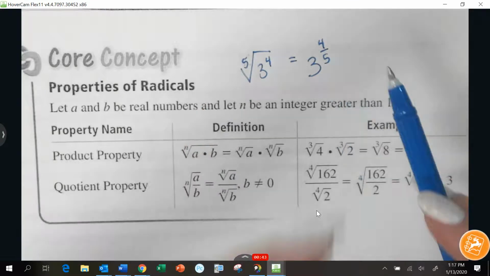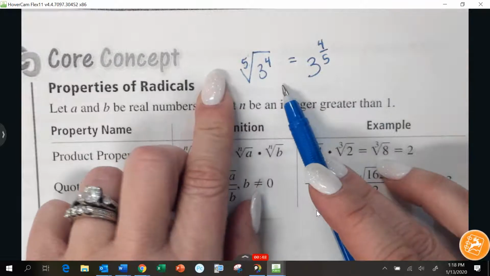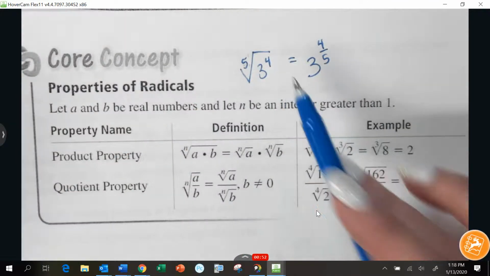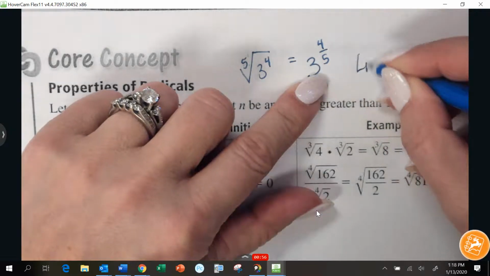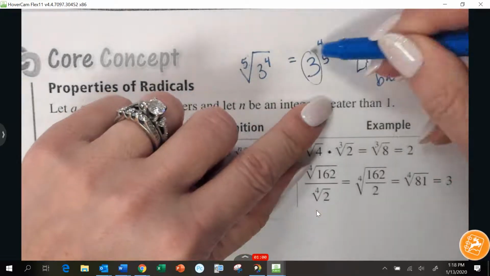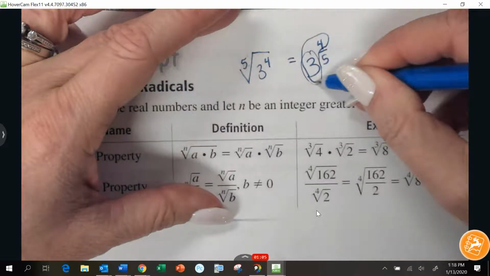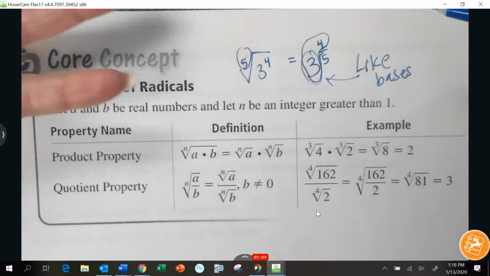So all the rules that we were talking about with exponents also apply to radicals, but only like radicals. Because remember, when we do things with exponents, they have to be with like bases. So with this 3, that would be my base. Actually, 3 to the 4th would be my base. And the root part would be the 5. That would be the radical part of it.